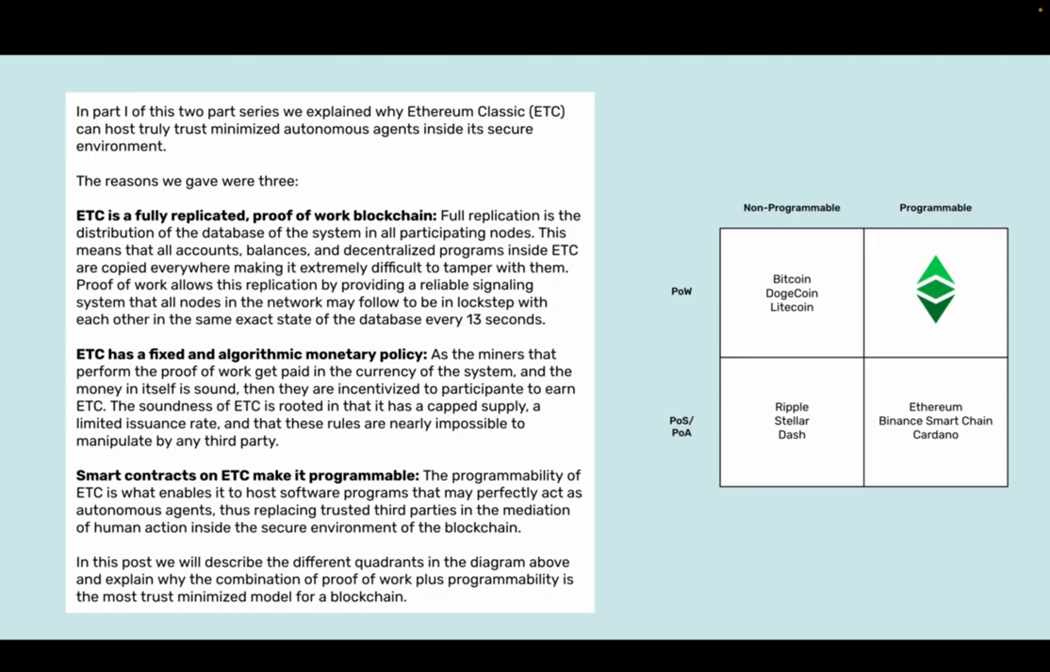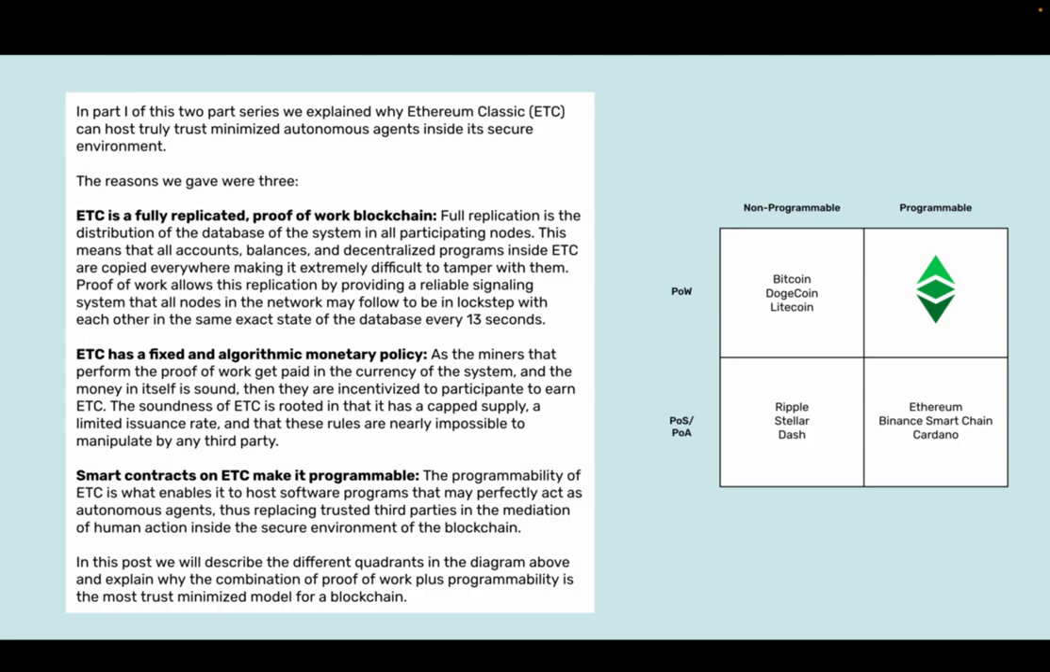ETC is a fully replicated proof-of-work blockchain. Full replication is a distribution of the database of the system in all participating nodes. This means that all accounts, balances, and decentralized programs inside ETC are copied everywhere, making it extremely difficult to tamper with them. Proof of work allows this replication by providing a reliable signaling system that all nodes in the network may follow to be in lockstep with each other in the same exact state of the database every 13 seconds.